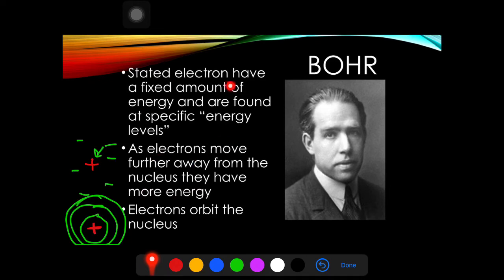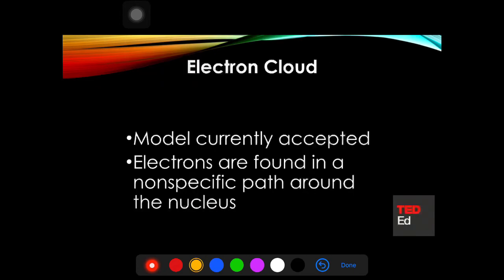Now, Bohr was right about a lot of this, but he was wrong about one important thing, and this was that electrons orbit the nucleus. Electrons do not orbit the nucleus. Instead, electrons exist in what's called a cloud, an electron cloud. So here's the best that we have up to date. This is the model currently accepted.